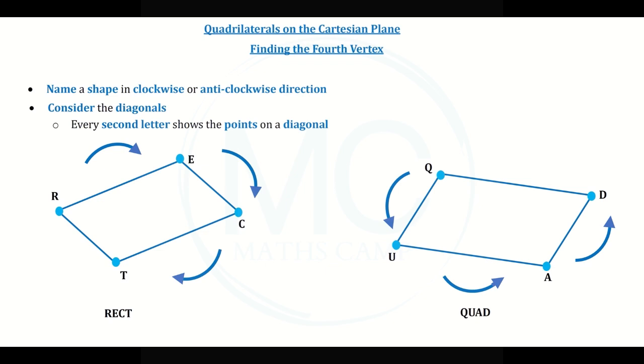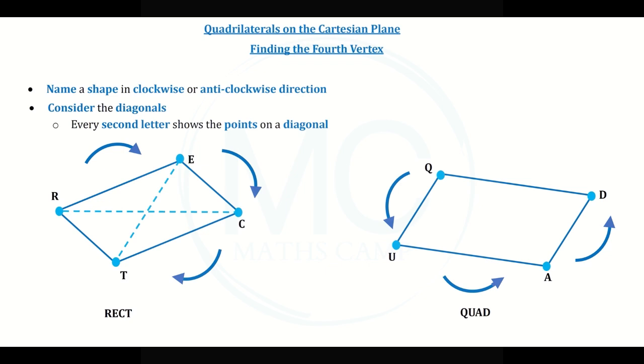We have named the quadrilateral on the left RECT. R is the first letter and C is the third letter. So RC is one diagonal, E is the second, and T is the fourth. So ET is our other diagonal. The rule also applies if the quadrilateral is named by letters in an anti-clockwise direction.